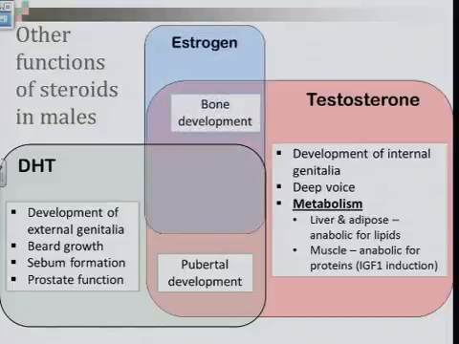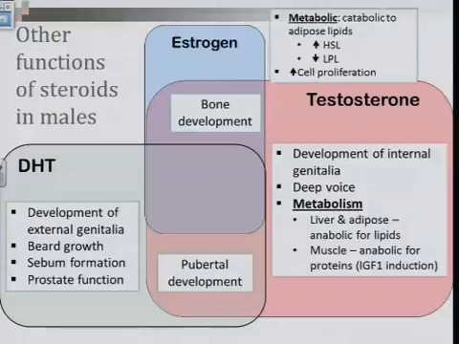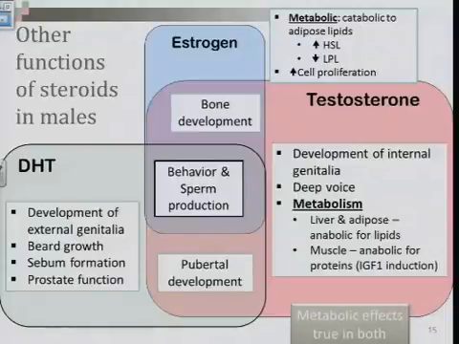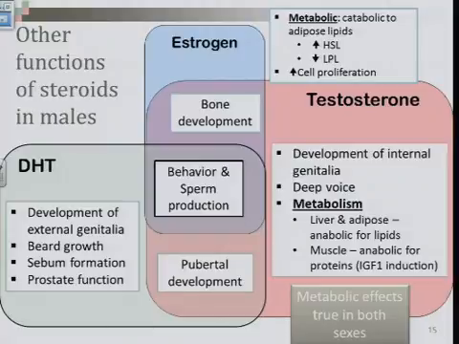Estrogen in men, then, is critical along with testosterone for bone development. Uniquely, it's catabolic to adipose lipids by stimulating synthesis of hormone-sensitive lipase and depressing synthesis of lipoprotein lipase. And it also induces cell proliferation in many systems. And along with the testosterone, it's important for behavior and sperm production. These metabolic effects are true of both men and women.